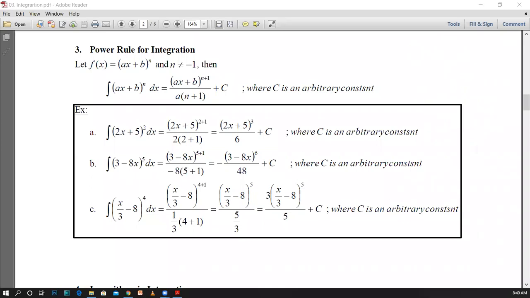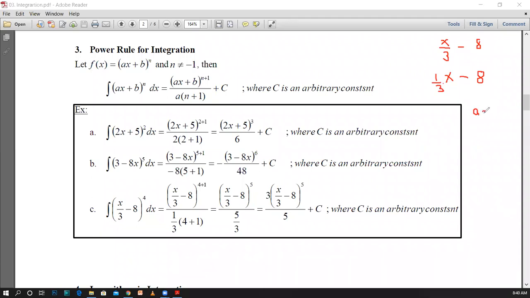The next example is given as the integral of (x/3 - 8)^4. First of all, we need to check whether it is in the form given as ax + b. The quantity given for us is x divided by 3 minus 8, and this can be written as 1 over 3 times x, and subtract 8 from this quantity. Now you can see it is again in the form of ax + b.